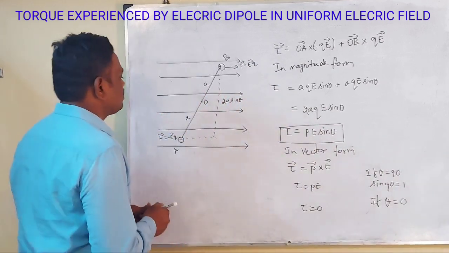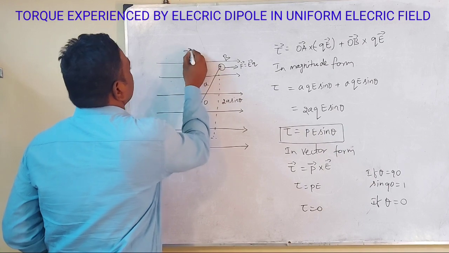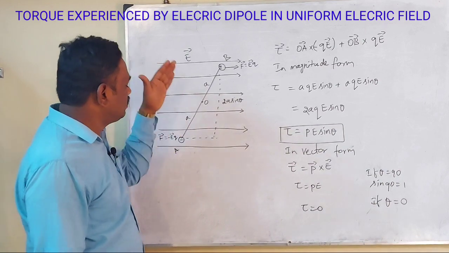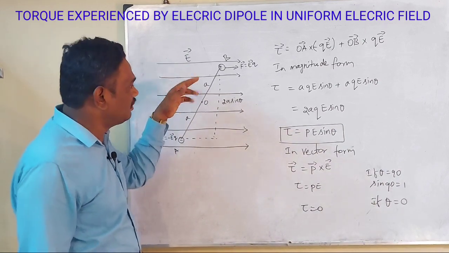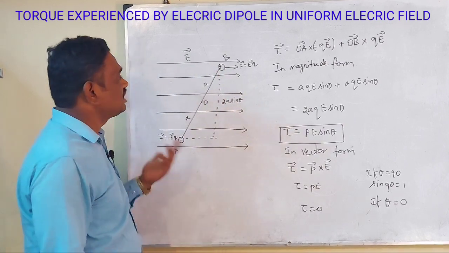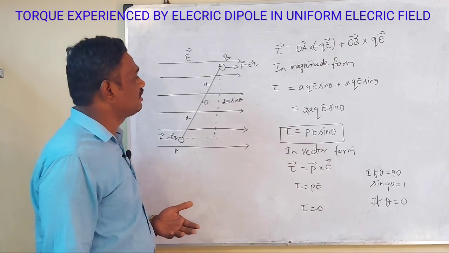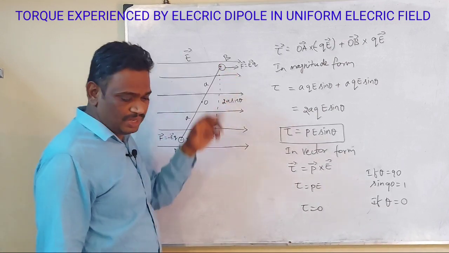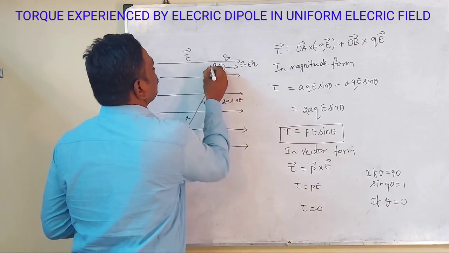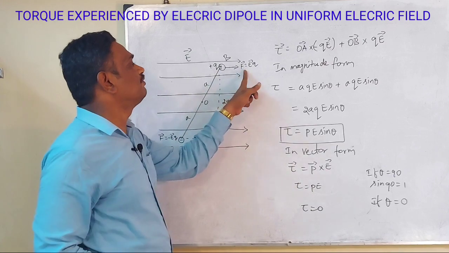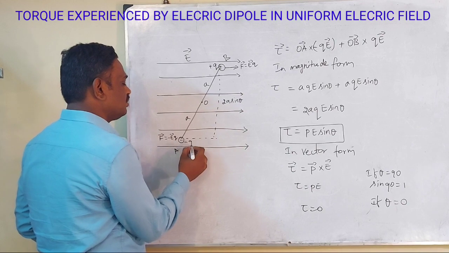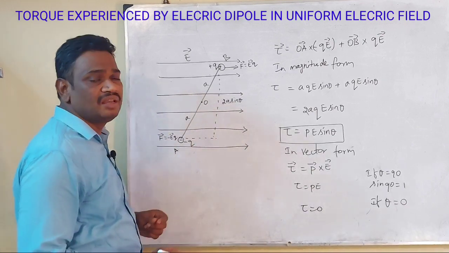The arrow mark represents a uniform electric field. See here, when the dipole is placed in a uniform electric field, the charge plus q will experience the electric force. A charged particle in an electric field will experience an electric force. Here the plus q will experience the force F vector equal to E vector q. Similarly, the minus q also will experience the force F vector equal to minus E vector q.